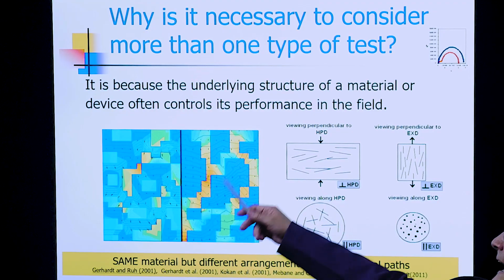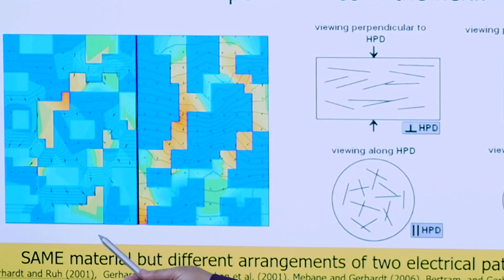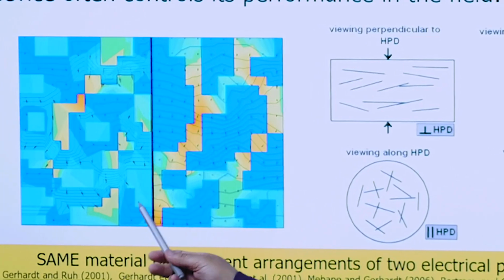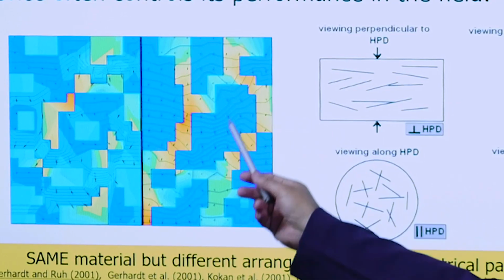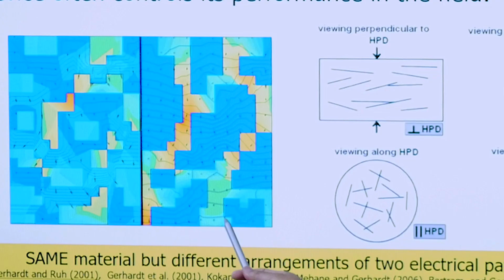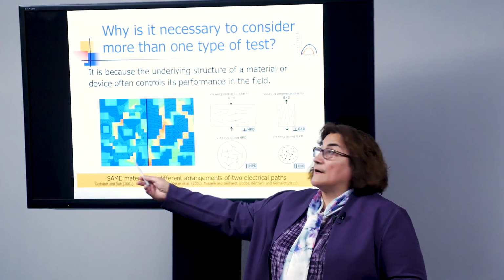So why is it necessary to really characterize a material or a device using more than one type of test? The reason is that regardless of whether the signals are going through a device or going through a heterogeneous microstructure, the actual arrangement really can control the properties. For example, the image here on the left has the conducting phase in isolated pockets, whereas the one on the right has the conducting phase connected. And so this material has 9 orders of magnitude lower resistance than the one on the left.